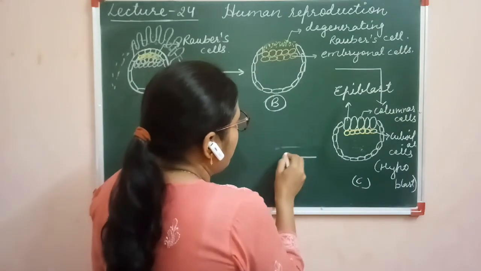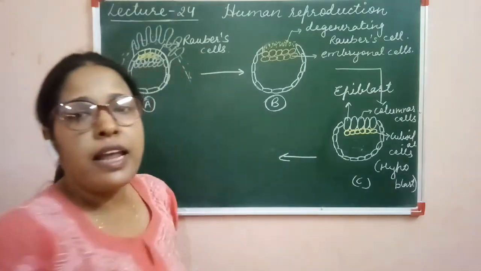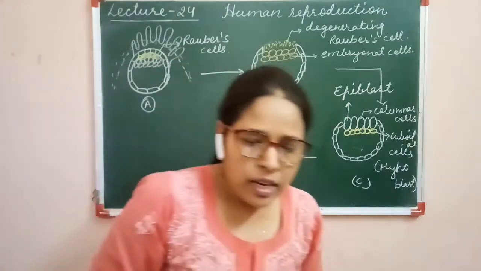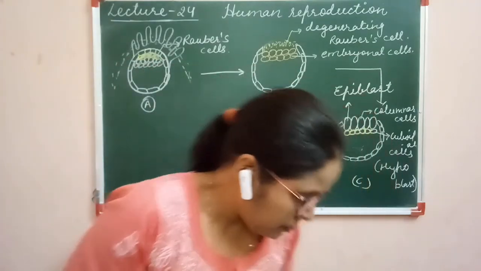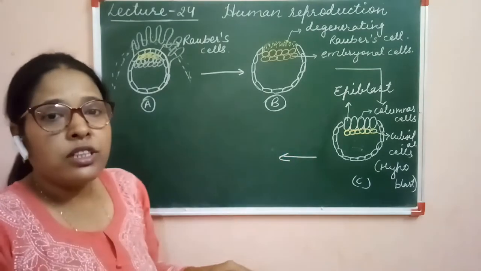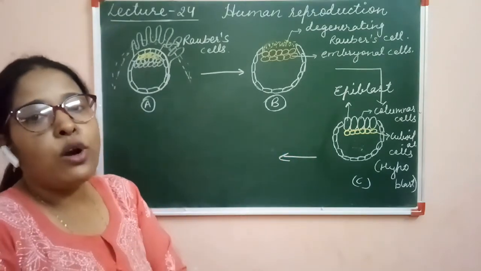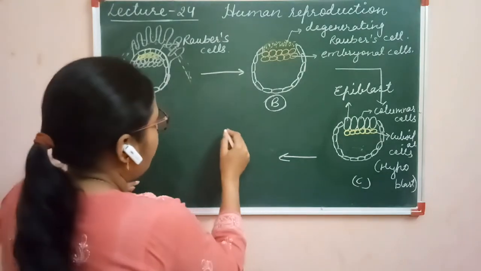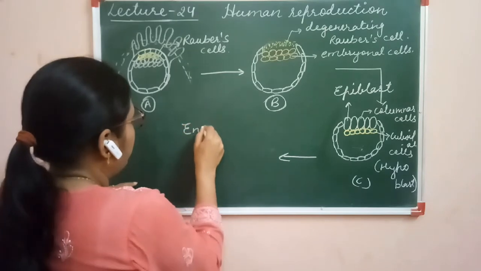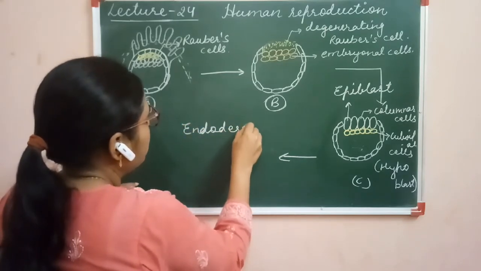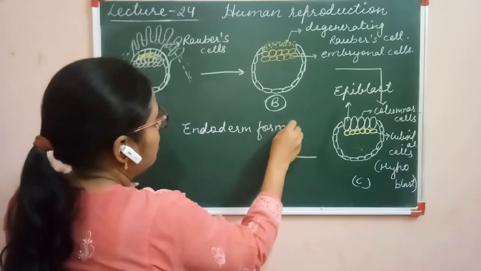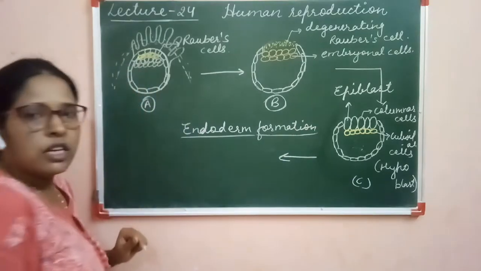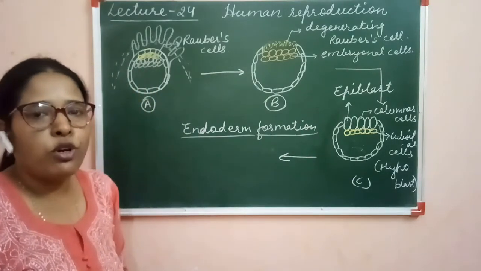In the next stage, I am drawing only the epiblast cells. Clear? In this stage, the formation of endoderm is going to take place. Clear? So here is the formation of endoderm. In the next stage, endoderm formation will take place.